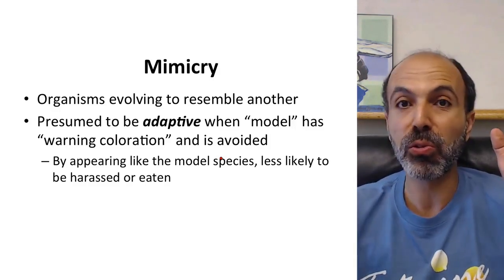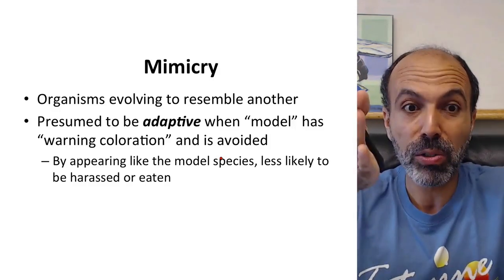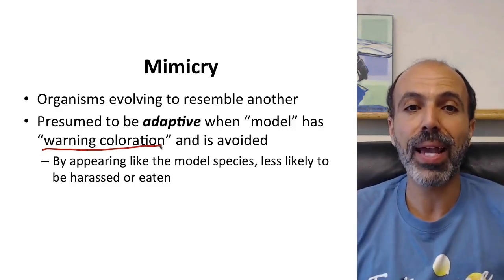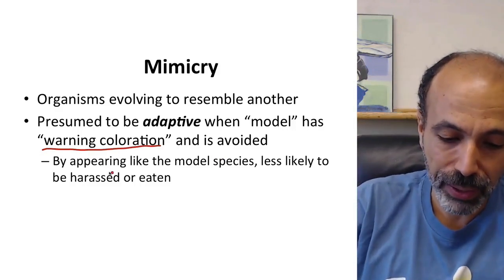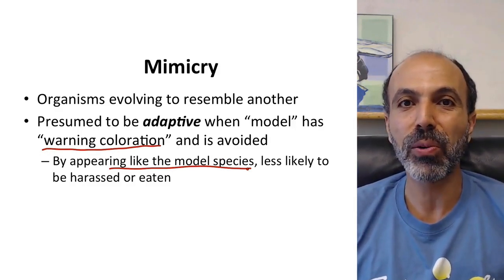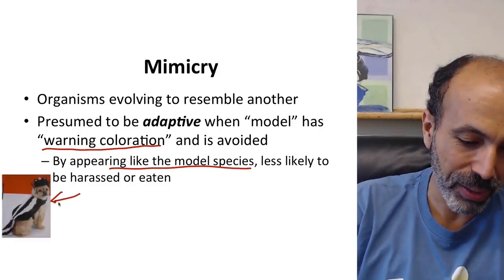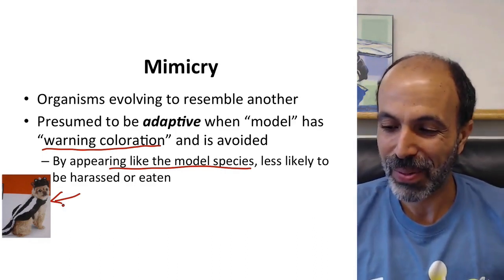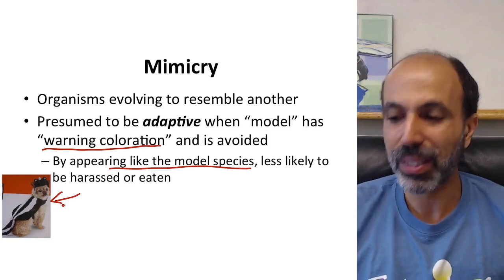So if what's referred to as the model, the thing that you're evolving to look like, has a warning coloration and is actively avoided, then your appearing like the model species will make it less likely that you will be harassed or eaten. I think this is not a particularly good example here of a dog trying to look like a skunk, and it's clearly not evolutionary. But nonetheless, let's look at some real examples.